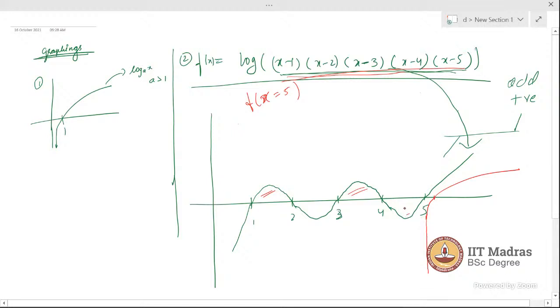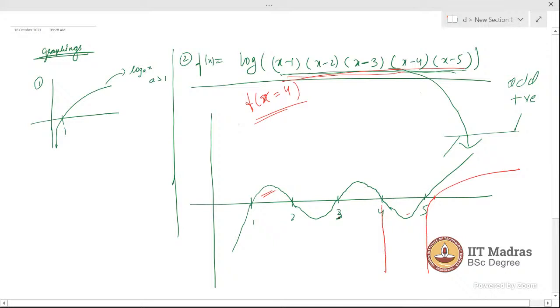Oh, sorry, what about log 4? Sorry, when x is equal to 4, what will be your f of x value? F of 4 is 0. Again, it is not defined. So I can simply say like this. Clear?